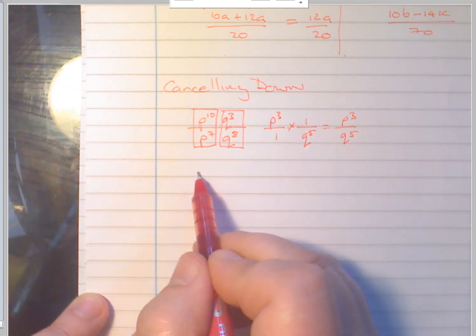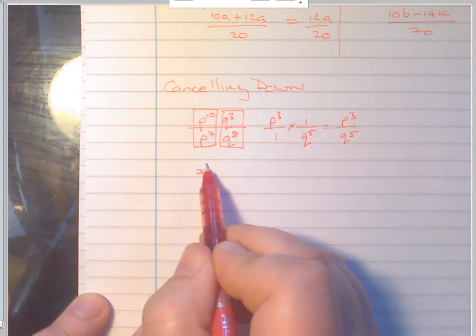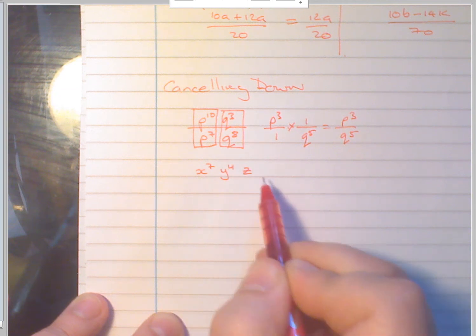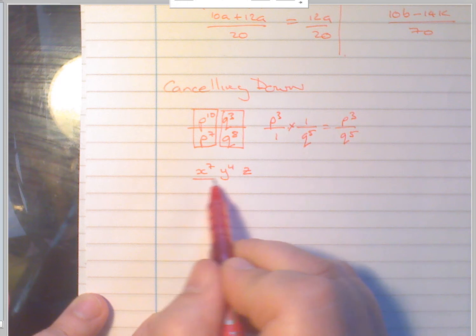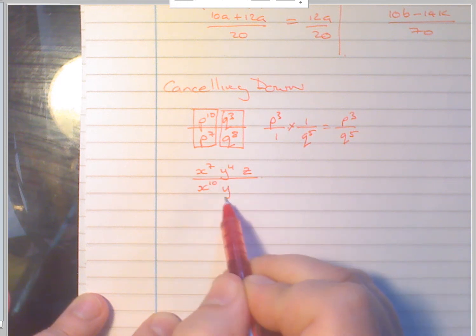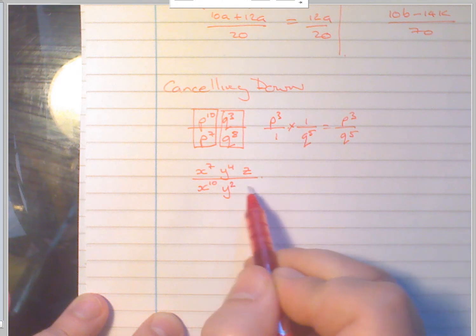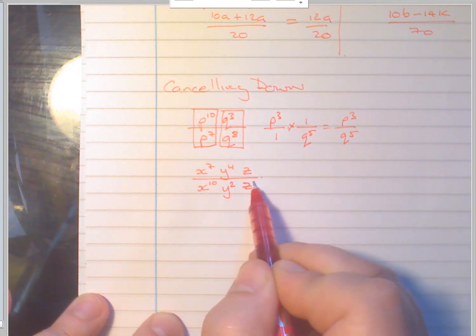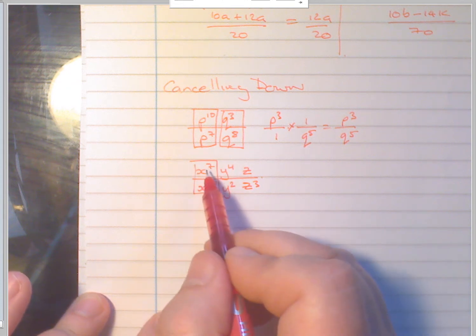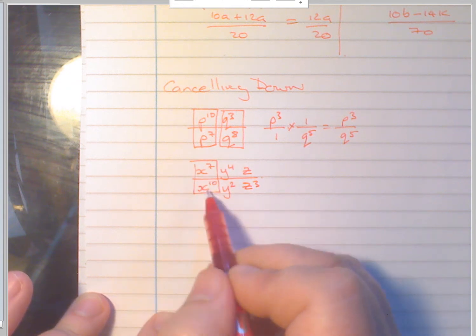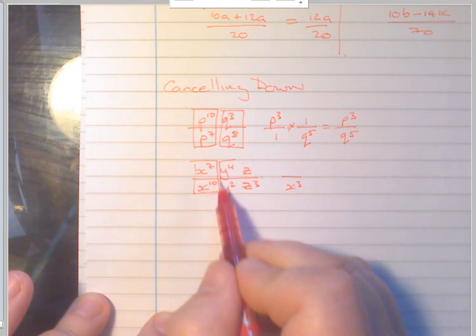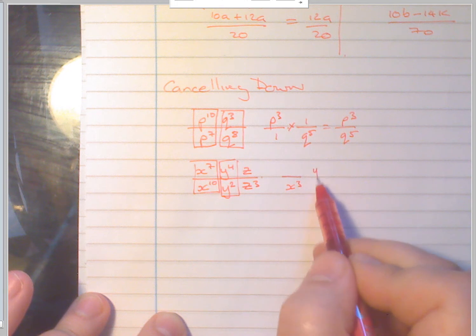So let's say you had x to the power 7, y to the power 4, and z with seemingly no power. And you had x to the power 10, y to the power 2, and z to the power 3. Well, let's take each one separately. Here you need to decide whether it's top heavy or bottom heavy, and you can see that this one's bottom heavy, so I'm going to be left with x to the power 3 here. Here you can see this one's top heavy, and so you're going to be left with y squared here.